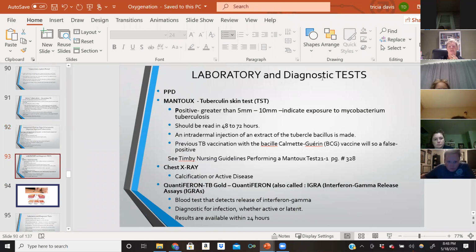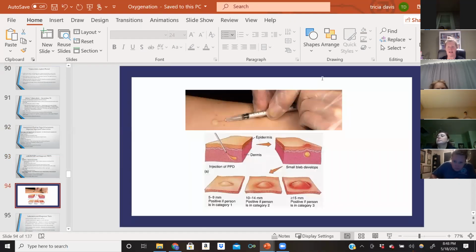So what kind of laboratory and diagnostic tests do we do? We can do a PPD, which is a tuberculin skin test. What we do is we take a needle, it's on the next slide here, filled with this medication. We go right just barely under the skin. We inject the fluid. You're going to see this little bubble come up. It's going to go just into the dermis, not very far. That little bubble is going to come up.